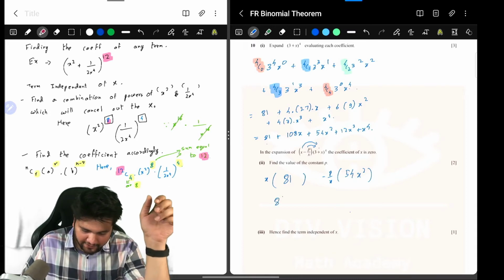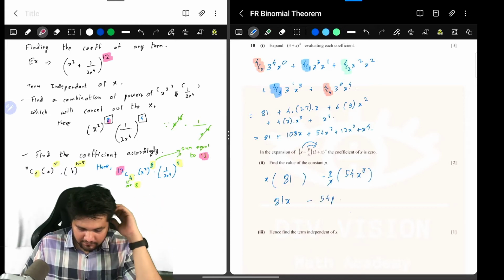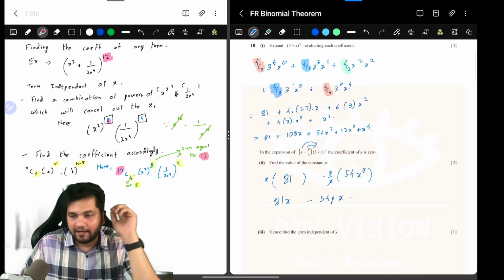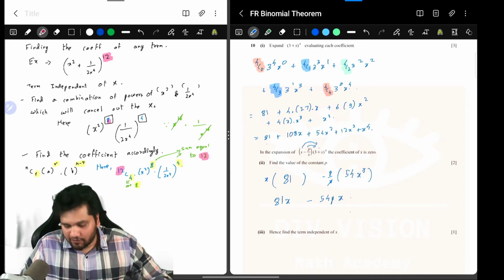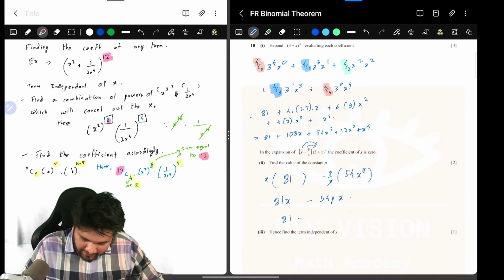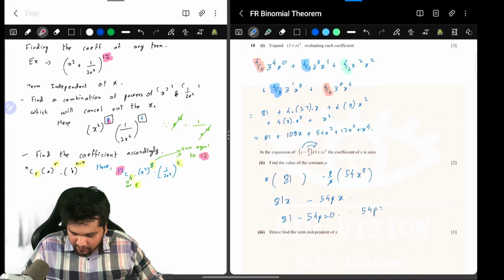So we'll get what? We'll get 81x from this thing. This x and this square will get cancelled and we'll get minus 54px. Now, as they said that the coefficient of x is 0, that means 81 minus 54p is equal to 0. Or we'll get 54p is equal to 81, or we will get p is equal to 81 by 54, which is 3 by 2.